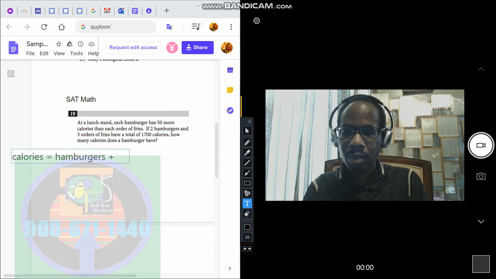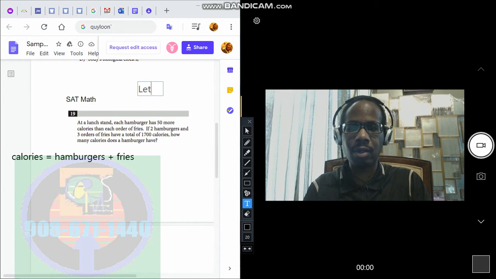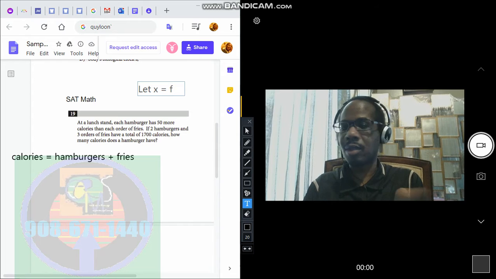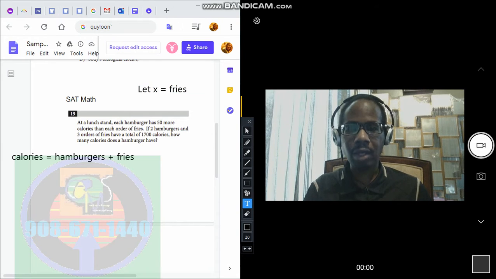plus fries, right? So we know that there are how many calories in this problem? Well, it says 1700, but before we get into that, let's put our let statement. So let x equal what we don't know. We know about the hamburgers because it gives us more details about the hamburgers, but it doesn't give us enough details about the fries. So we say that our let statement, let x equal fries, the unknown, what we don't know. So let's take that statement and let's build upon it.